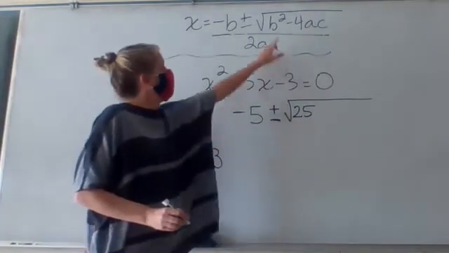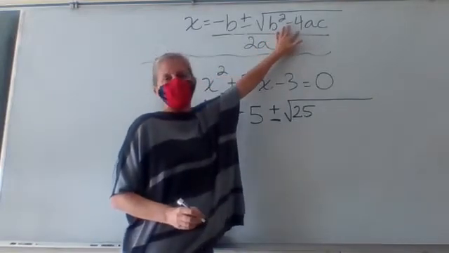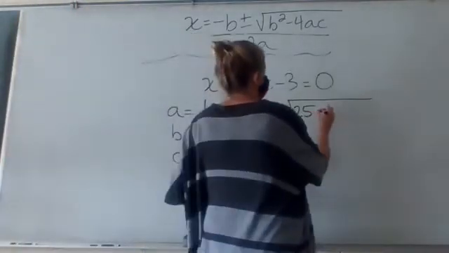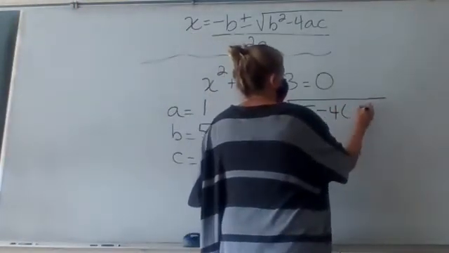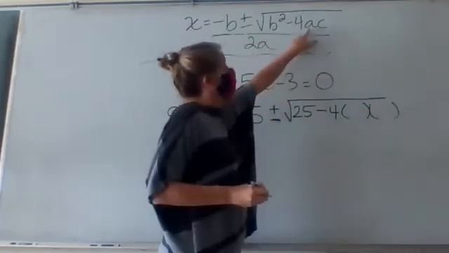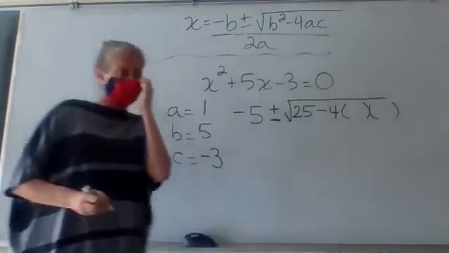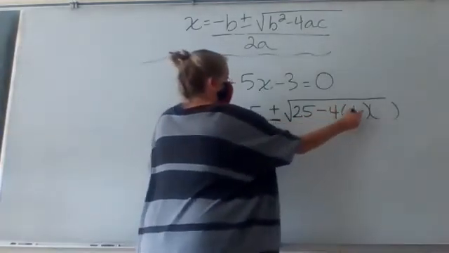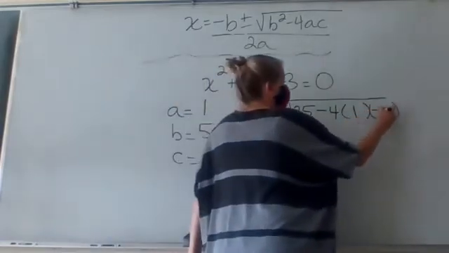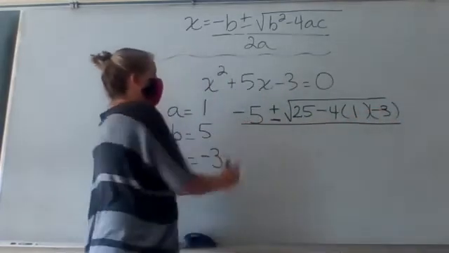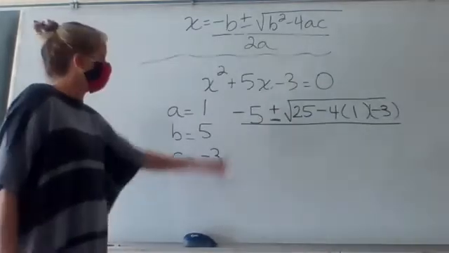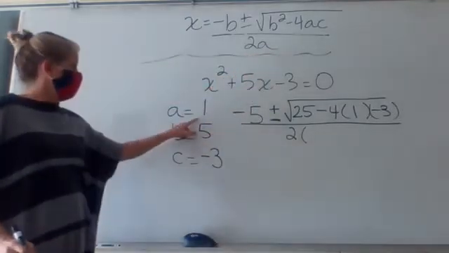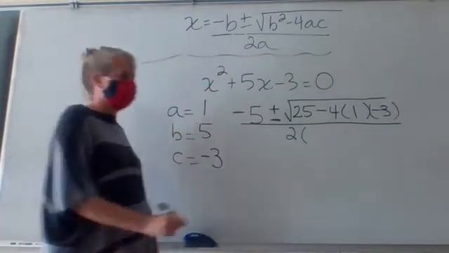Now, after the B squared, this -4 is always there. It's part of the formula. Then you're going to plug in A and C, the number for A and the number for C. So let's see. My A is 1. My C is -3. And then I'm going to put that all over my denominator, which is 2 times your A, which in this case is 1.